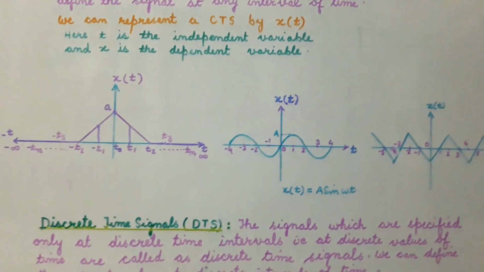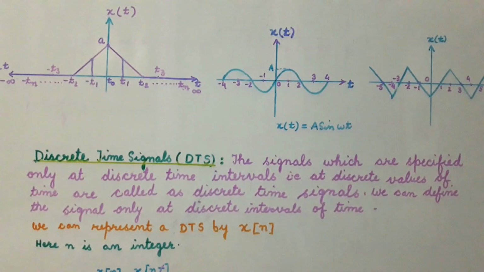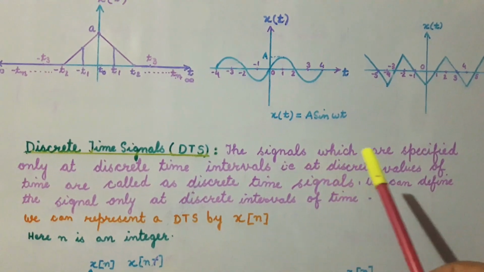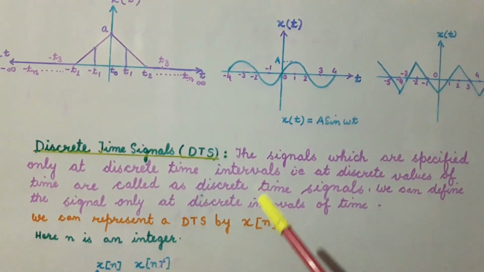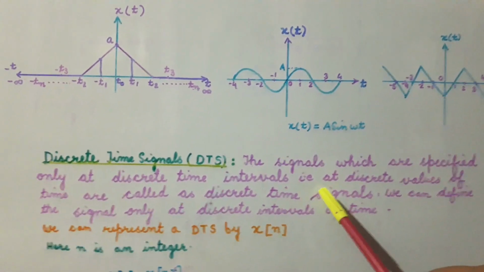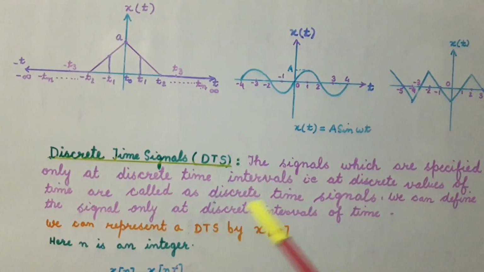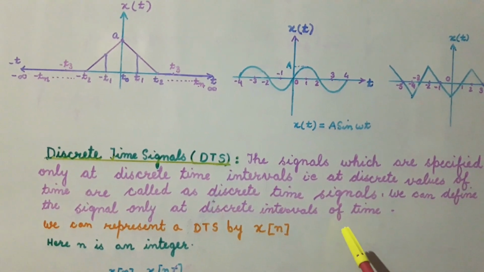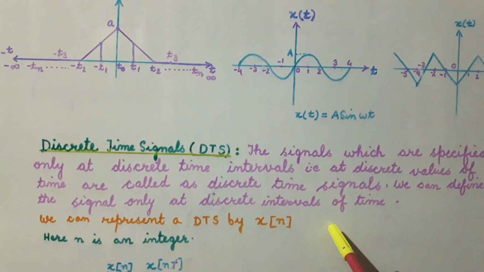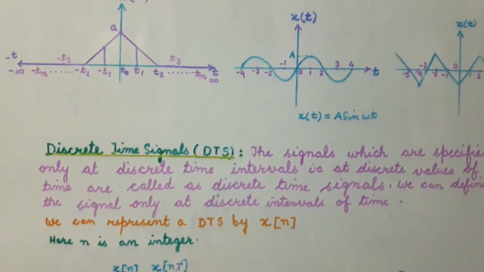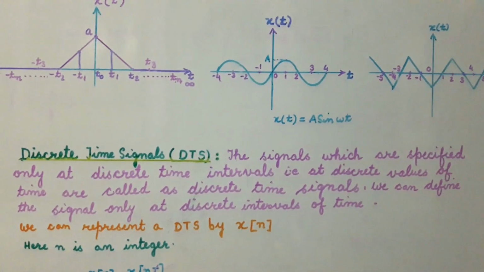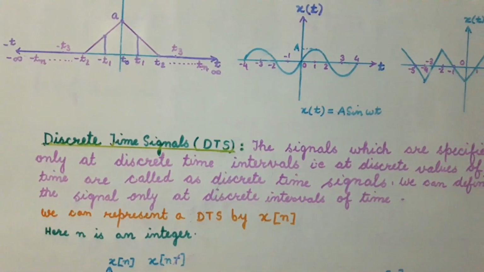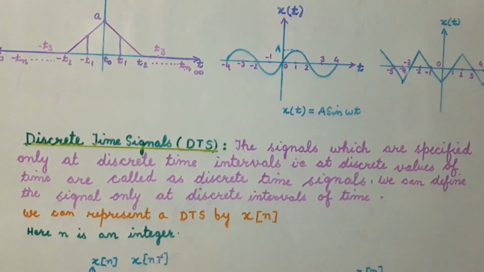Now, let us discuss the discrete time signals. The discrete time signals are the signals which are specified only at discrete time intervals, that is at discrete values of time. We can define these signals only at discrete intervals of time. That is, we cannot find the value of these signals at all intervals of time. We can find its value only at discrete values of time.